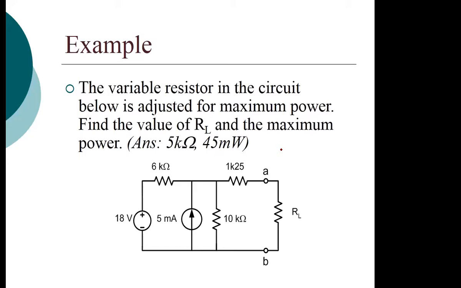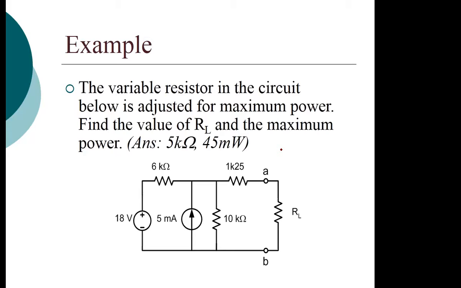We remove the sources and we put our resistors, and we find the resistance from the load. Remember, when you're finding R Thevenin, we remove the load and then we have our resistors. So this is 6K, this is 10K, this is 1.25K. So 1K25 means 1.25 kilo ohms. Then you find your R Thevenin.